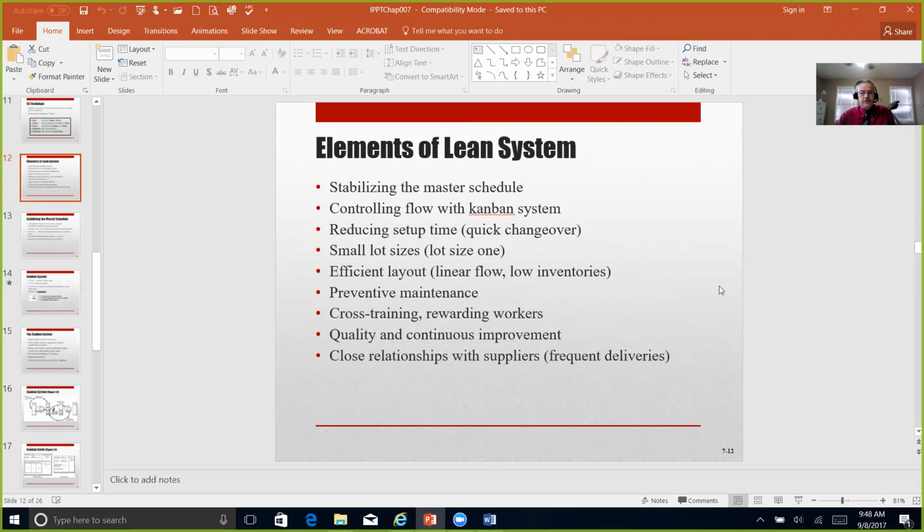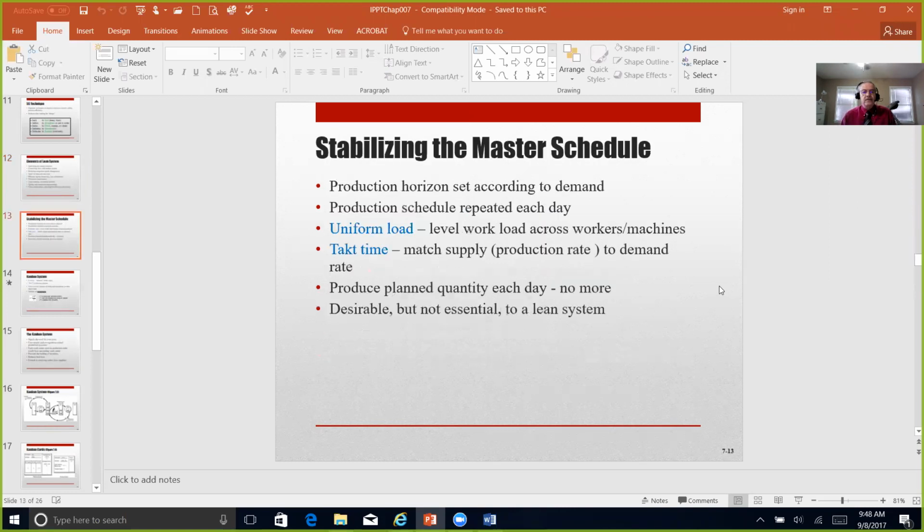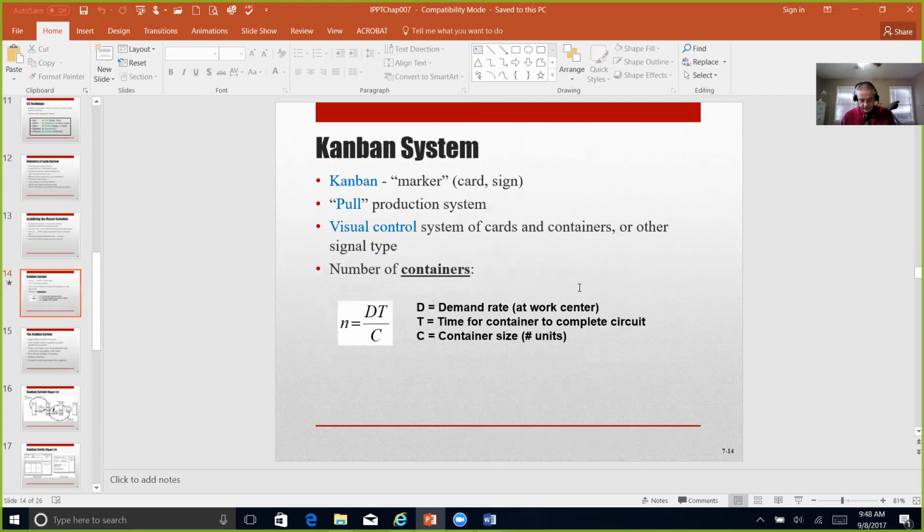So let's look at controlling now. When we talk about stabilizing the master schedule, the uniform load, and the takt time, let's look at controlling flow with Kanban systems on page 143. Kanban is the method of production that looks at how we move materials in and through the lean production system, driven from the tenet of producing only what is pulled by the customer.